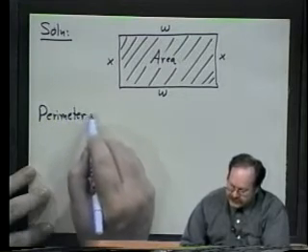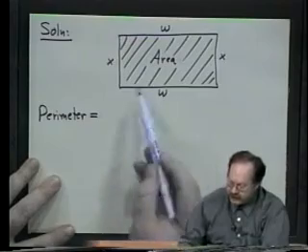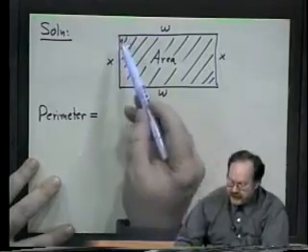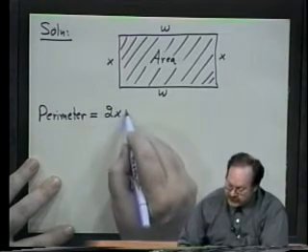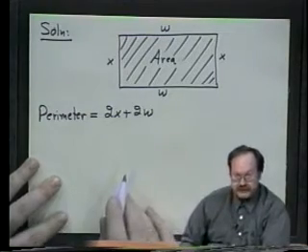Perimeter, as I said, is the distance round the rectangle. So I go W, X, W, X. So I have 2 X's and 2 W's. So 2X plus 2W is the perimeter.